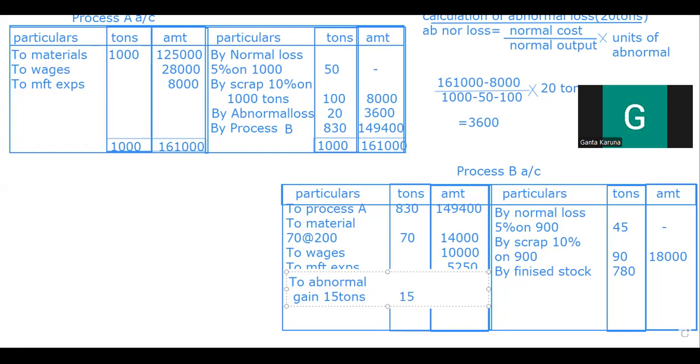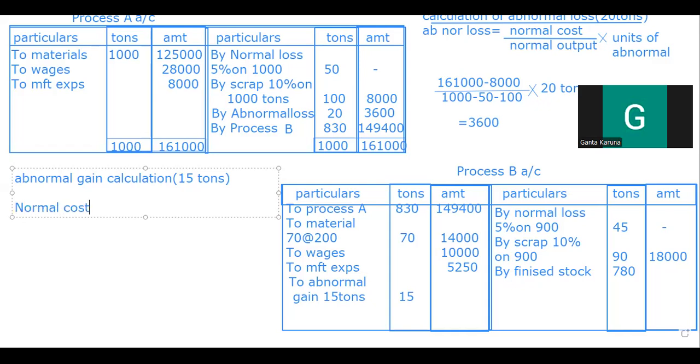So what is the formula? You know it. Whether it is abnormal gain or abnormal loss, the calculation is going to be similar. Here I'm doing the abnormal gain calculation. So how many tons have we got here? 15 tons. Now I need to find out the price of it. The same formula applies: normal cost divided by normal output, into the abnormal gain units.